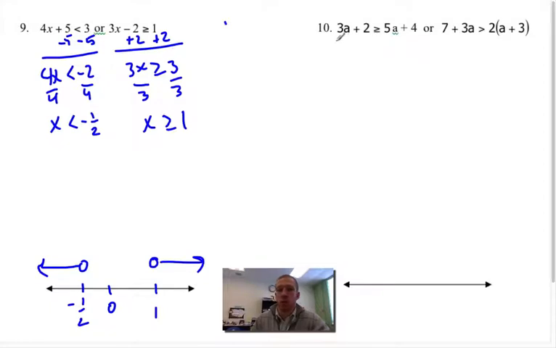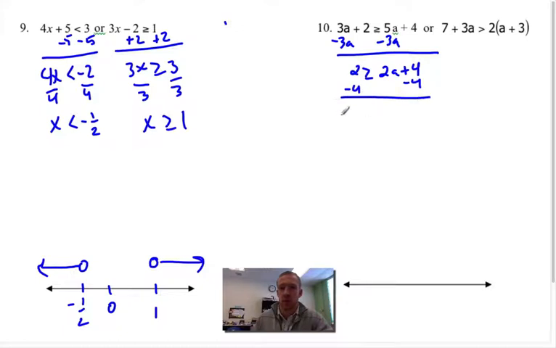This is another OR problem. In an effort to keep everything positive, I'm going to subtract 3a from both sides here. So I have 2 is greater than or equal to 2a plus 4. Subtract 4 from both sides gives me negative 2 is greater than or equal to 2a. Divide both sides by 2, and I have negative 1 is greater than or equal to a. I don't graph that yet because I don't know whether my other one's going to work out to be more or less than negative 1.